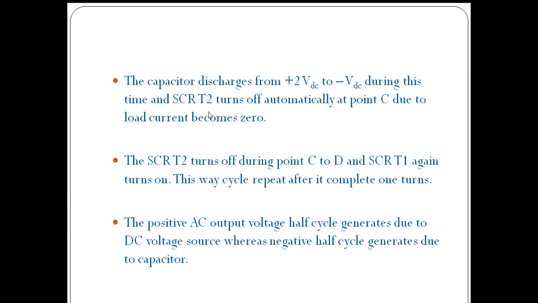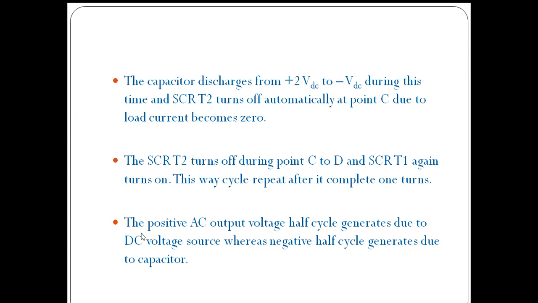Actually, here we are not using natural commutation. We are commutating the thyristor due to load components. That's why it is called load commutation. Due to the load commutation phenomenon, the thyristor T2 will turn off. The thyristor T2 turns off during point C to D and SCR T1 again turns on. This way the cycle repeats after it completes one turn.